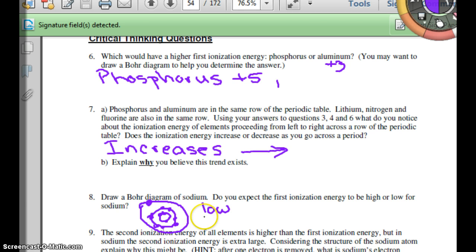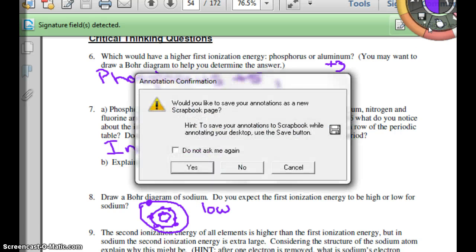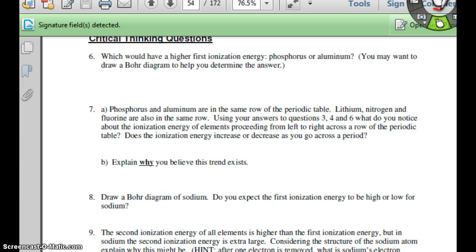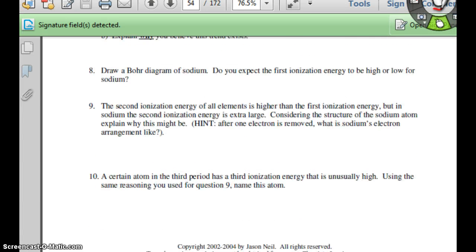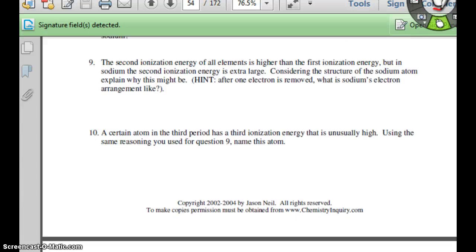The second ionization energy of all elements is higher than the first ionization energy, and we've said that before. So this is just restating that. The second ionization energy of all elements is higher than the first ionization energy, but in sodium the second ionization energy is extra large. So when you looked back at the board drawing, consider the structure of a sodium atom and explain why this might be so.